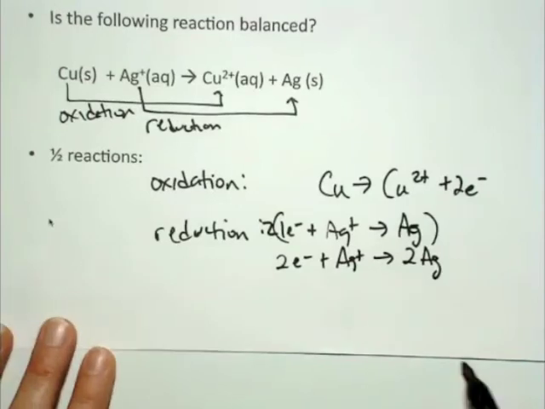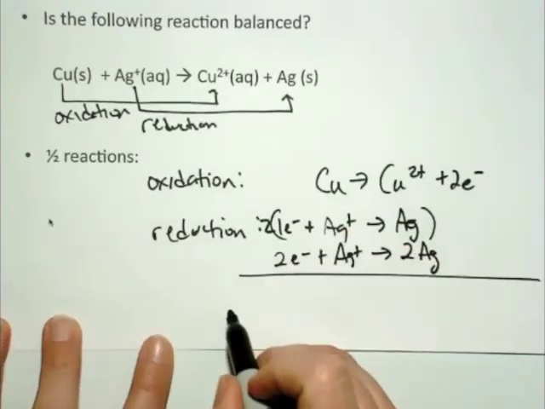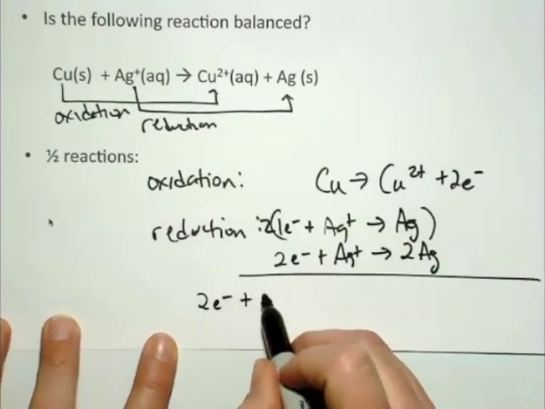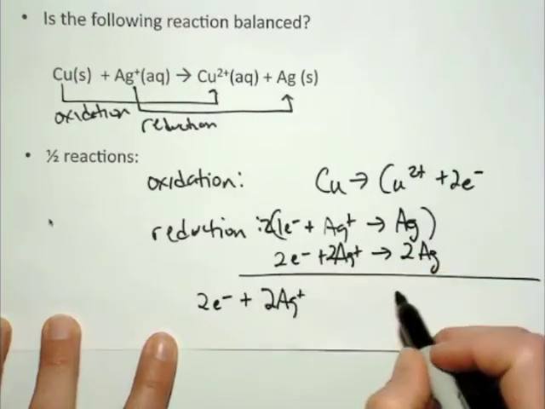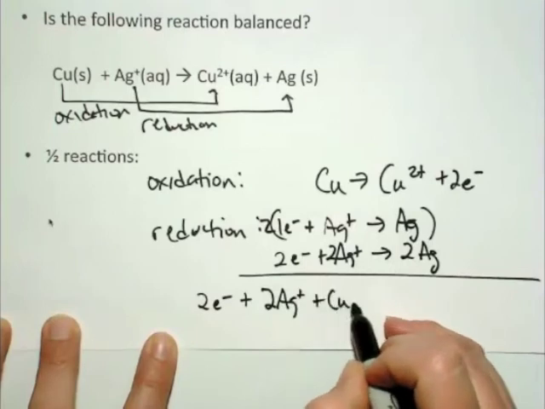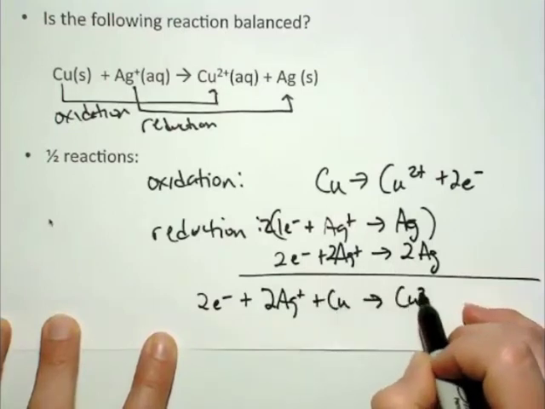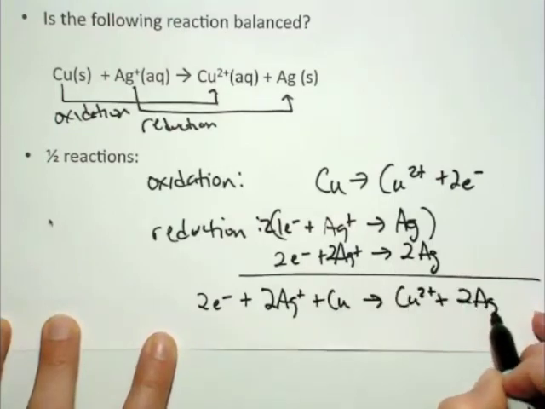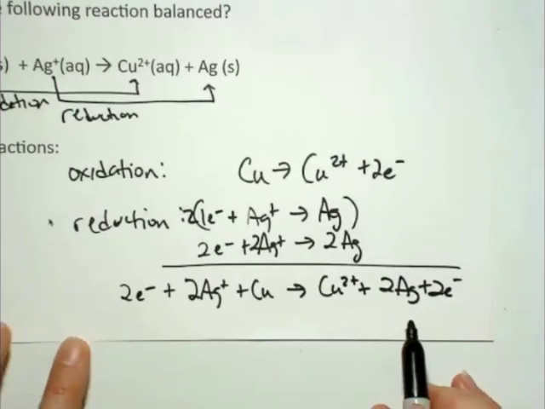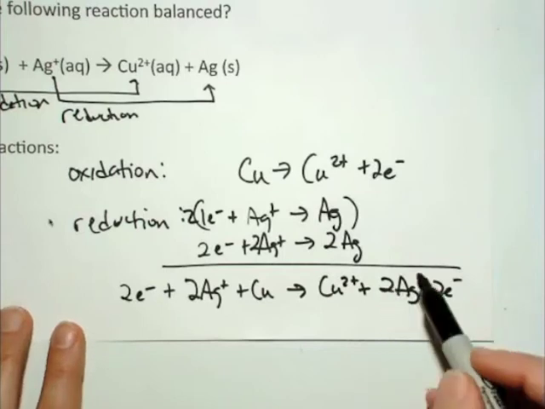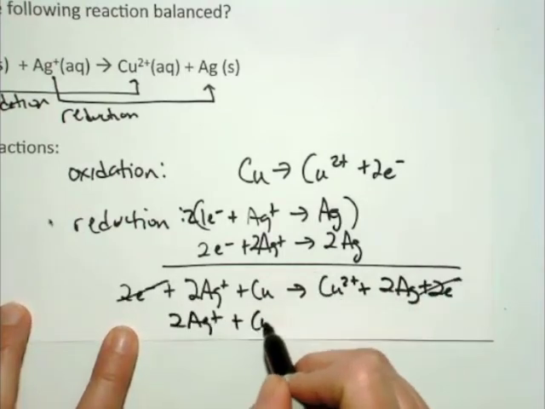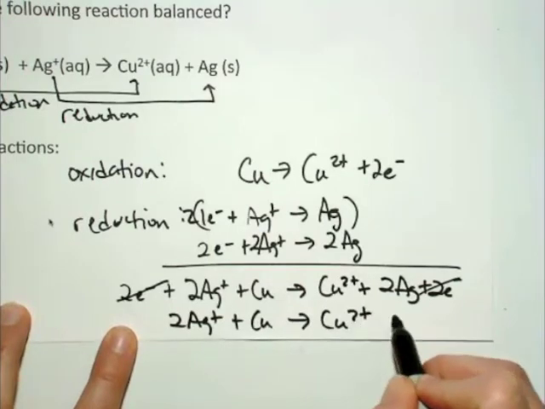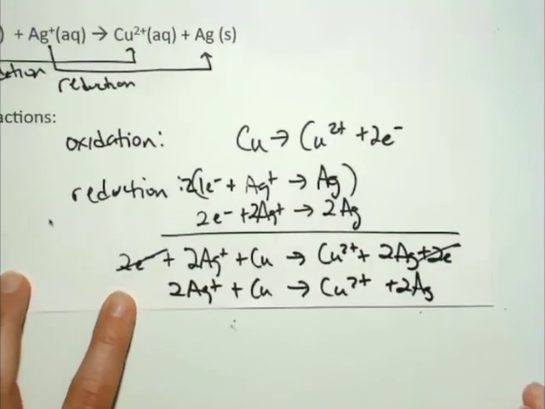Okay, so then when you add them all together, you have the 2 electrons plus the 2 silver ions plus 1 copper gives copper 2+ plus 2 silver plus 2 electrons. The electrons are balanced, the mass is balanced, and the whole thing is balanced. Okay, so that's a little example of balancing a simple redox reaction.